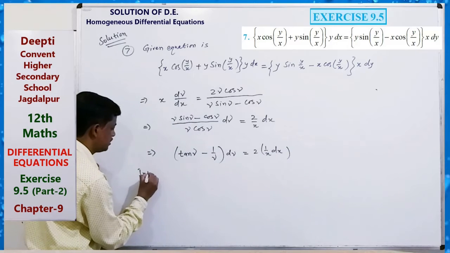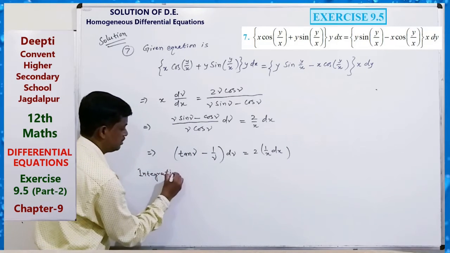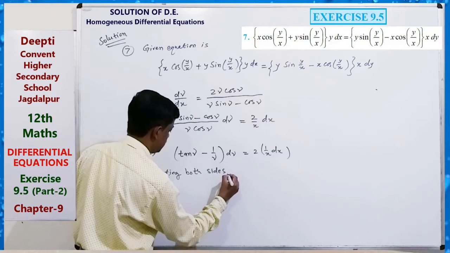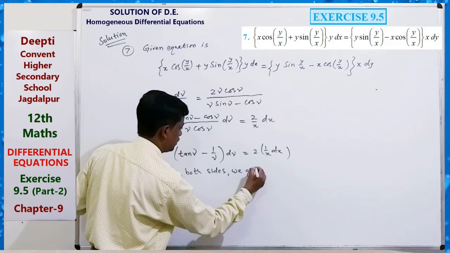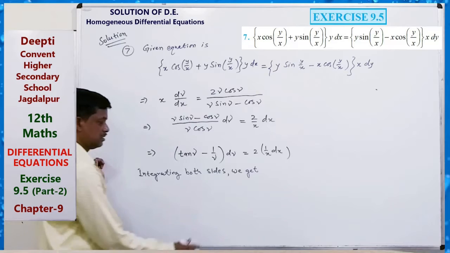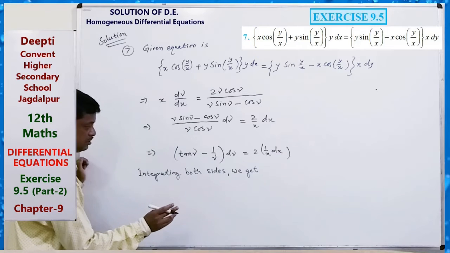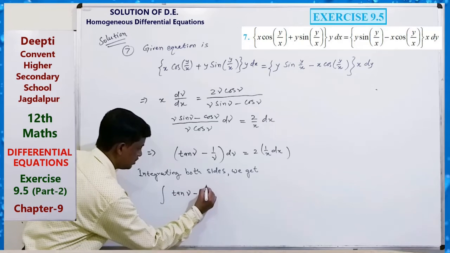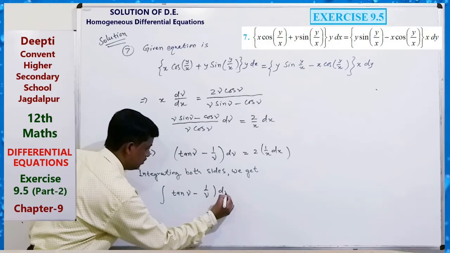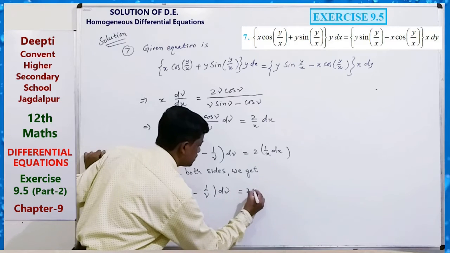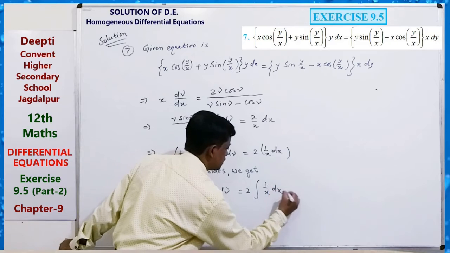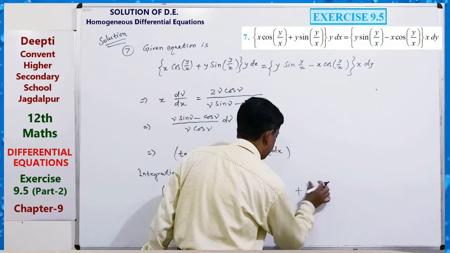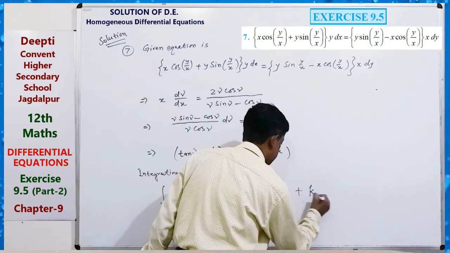Integrating both sides, separable form. We get the integration of (tan v minus 1 by v) dv equals the integral of 2 by x dx plus some constant c. Suppose the constant is k.